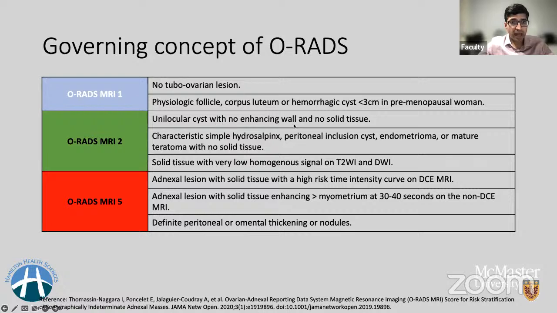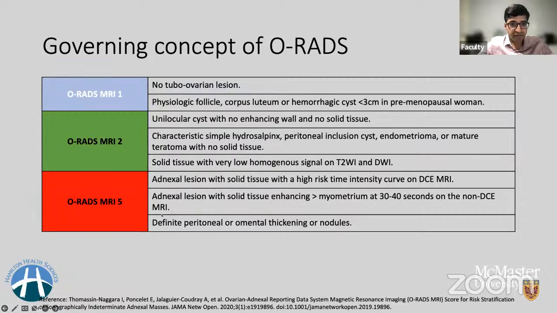Unilocular cyst with no enhancing wall or no solid tissues. Then characteristic hydrosalpinx, inclusion cysts, endometriomas, teratomas, no solid tissue. Then solid tissue with very low homogeneous signal on T2 or DWI. Remember, this can be just retracting clot. All of these are O-RADS category 2.